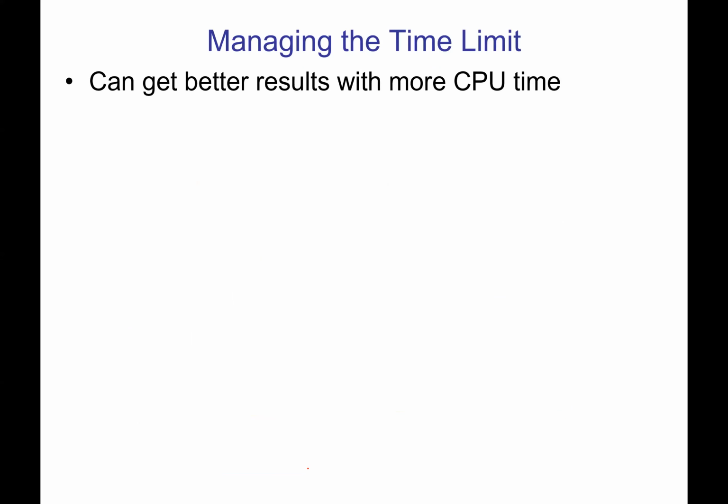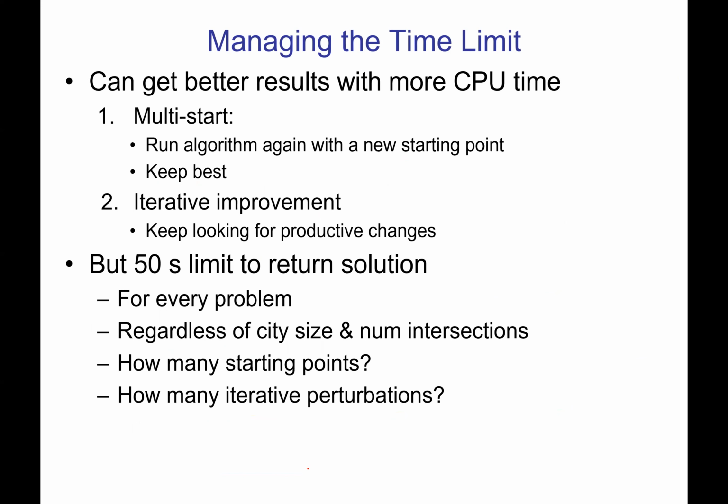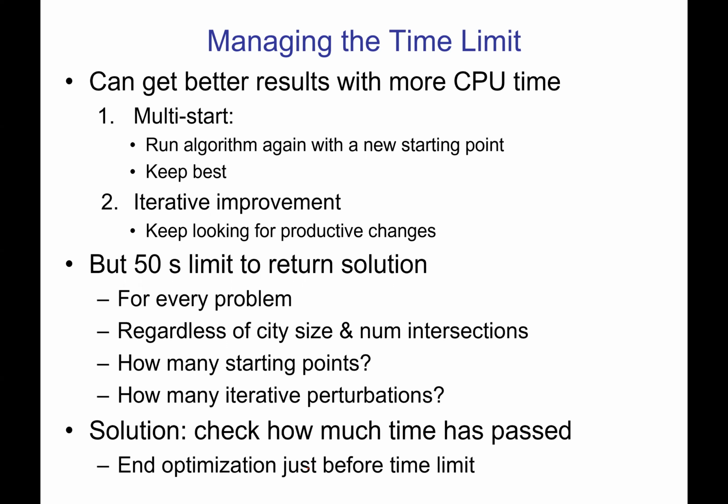Time limits. You have 50 seconds to get a solution. You can get better results with more CPU time in a few ways. You can run multi-start, so you run your same algorithm over and over again, changing something, and take the best answer. With iterative improvement, you can just keep looking for changes. But for every problem, you've got 50 seconds. So it's going to be hard to decide how many multi-starts to do. If it's a big problem or a small problem, maybe I should do a different number. I don't want to run out of time. So the best way to do this is to check how much time has passed.